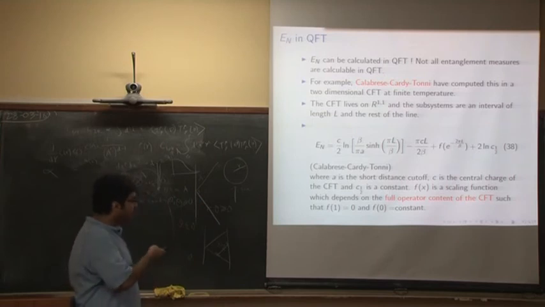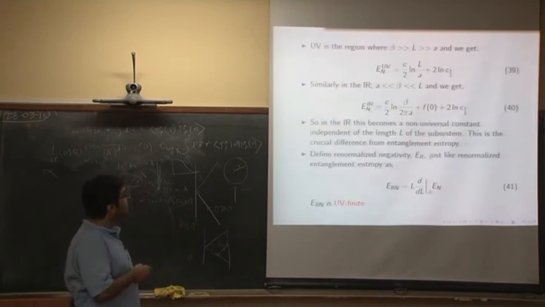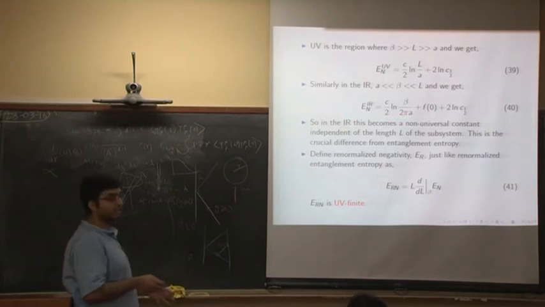Okay. So now the thing is, let's check. If you are in the ultraviolet region, which in this case is the region where beta is much bigger than L, this E reduces to this, and in the infrared it reduces to this. And the important point is that this does not depend on the length of the subsystem.